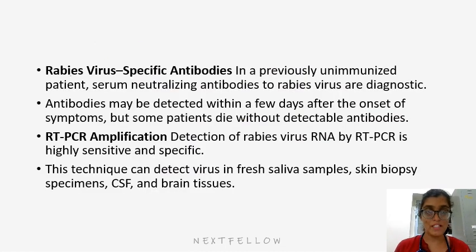So, rabies virus specific antibodies. In the previously unimmunized patients, serum neutralizing antibodies to rabies virus are diagnostic. Antibodies may be detected within a few days after the onset of symptoms, but some patients die without detectable antibodies. RT-PCR amplification: detection of rabies virus RNA by RT-PCR is highly sensitive and specific. This technique can detect the virus in fresh saliva samples, skin biopsy specimens, CSF, and brain tissues.